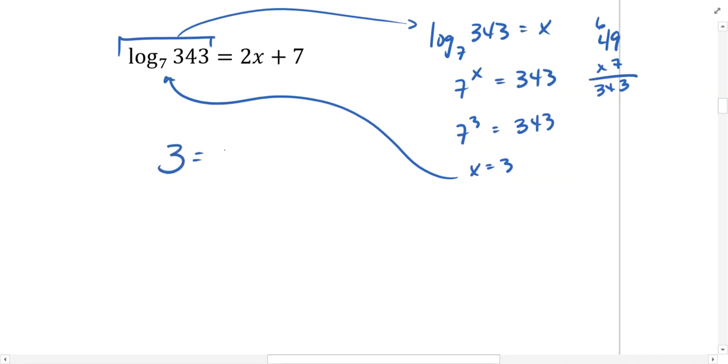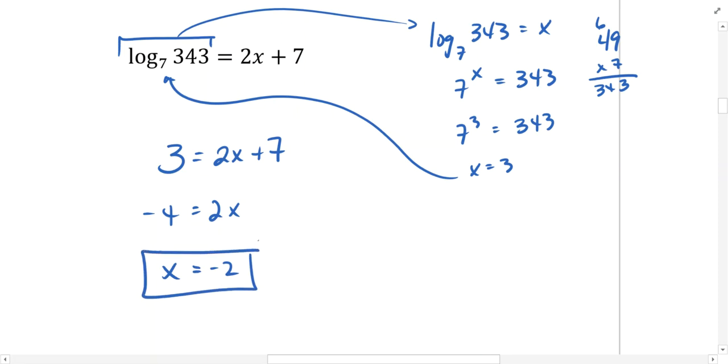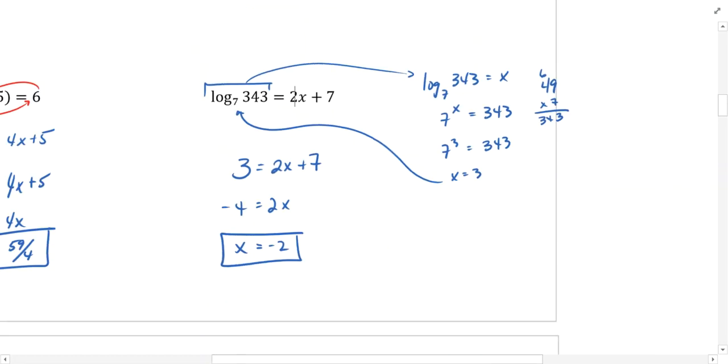And now that we know that 3 is equal to 2x plus 7, we could subtract our 7, divide by 2, and we'll see that x is equal to -2. This time it's perfectly fine for the x value to be -2 because x is not located inside the logarithm where having a negative number would have been a problem. This is perfectly fine.